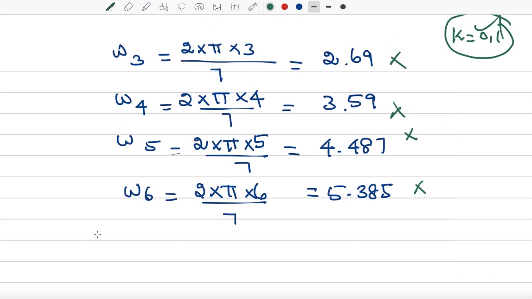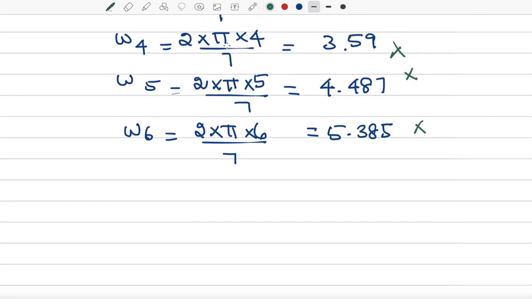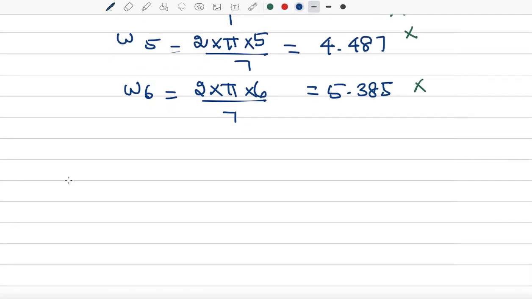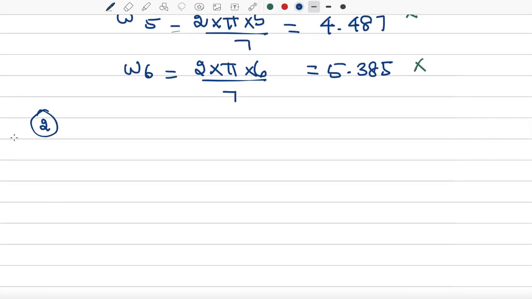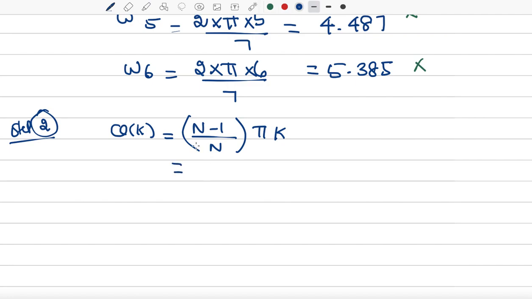Okay, so now we are moving to the second step. What's the second step? Step 2, we need to find H of k, the desired frequency response. For that we need to find theta of k. What is theta of k? It's the formula (N minus 1) by N into pi k, with N equal to 7. 7 minus 1, that is 6 by 7 pi k.